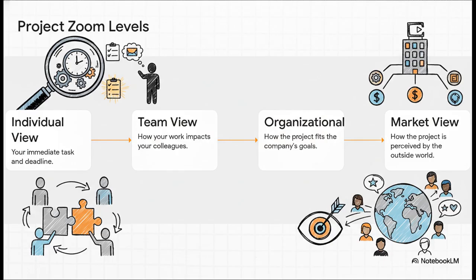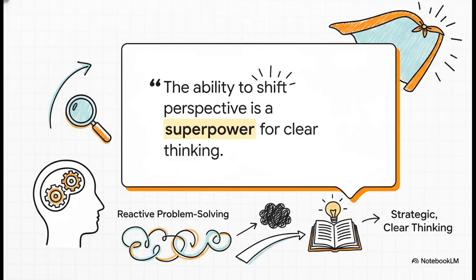What's the goal here? And we can go one more level to the market view. How is the outside world, customers or competitors, going to see this? You see, each time you zoom out, you get a completely new and incredibly valuable perspective. And look, this is way more than just some clever little technique. It's like a superpower for clear thinking. Seriously, the ability to consciously shift your perspective like that, that's what takes you from just reacting to problems to being a truly strategic thinker.